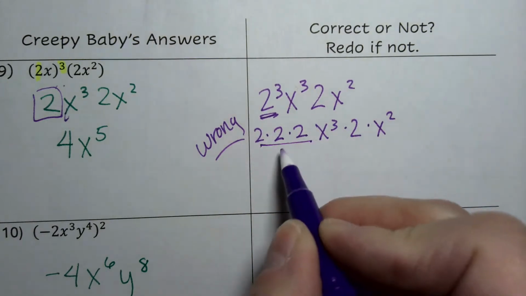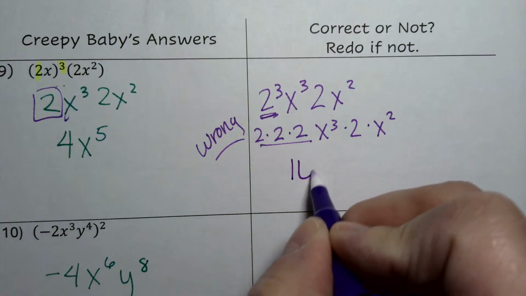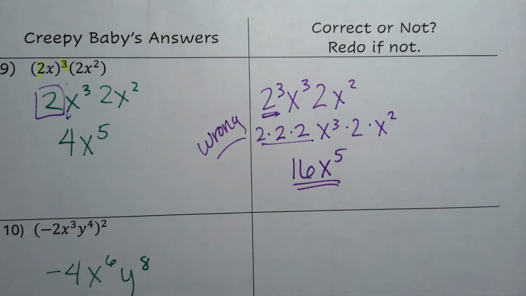All right, so I actually have, that's 8. 2 times 2 times 2 is 8 times another 2. That's 16x to the 5th. So that's what the answer is. That's correct.